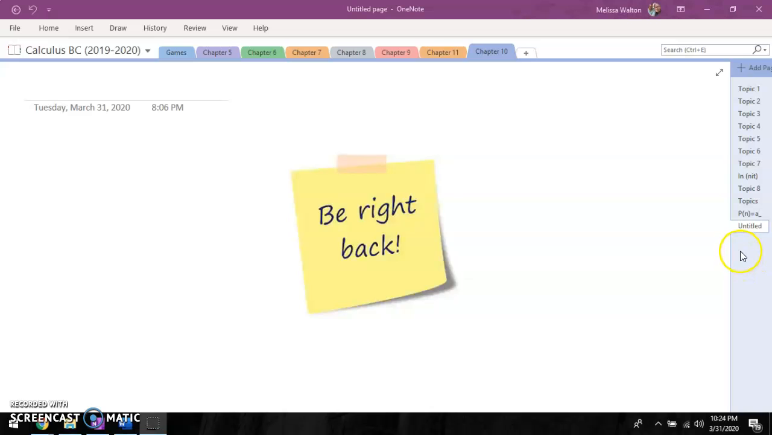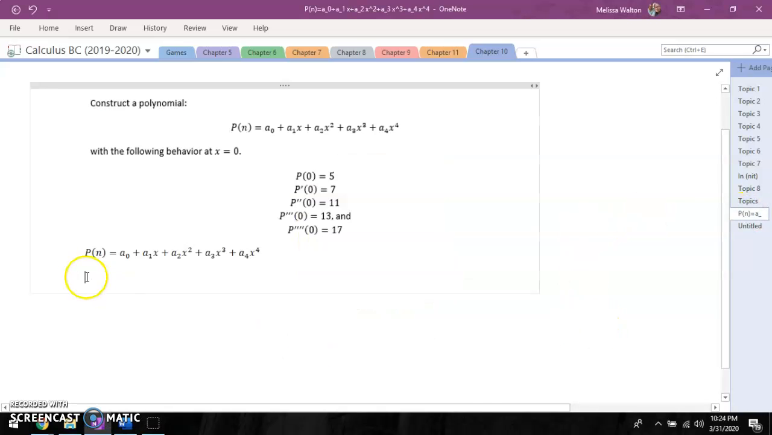All right, so here's what I would like to see if you came up with it. First off, I have p of n is equal to a0 plus a1 times x plus a sub 2 times x squared plus a sub 3 times x cubed plus a4 x fourth.